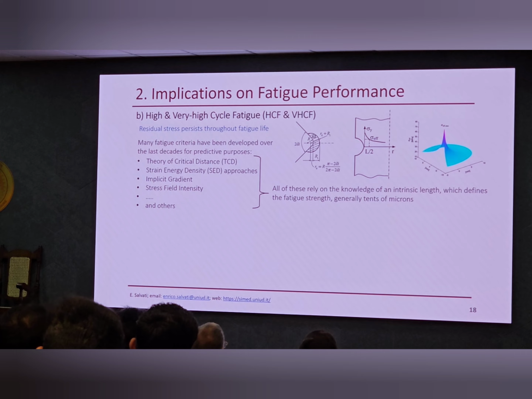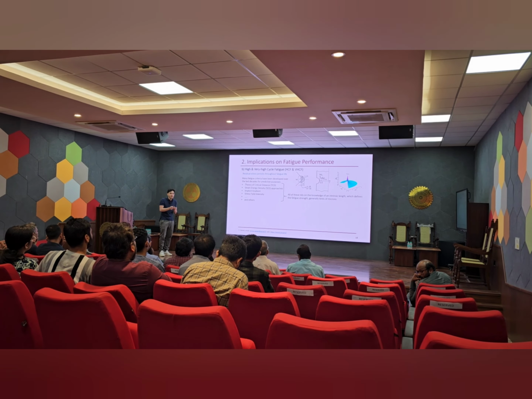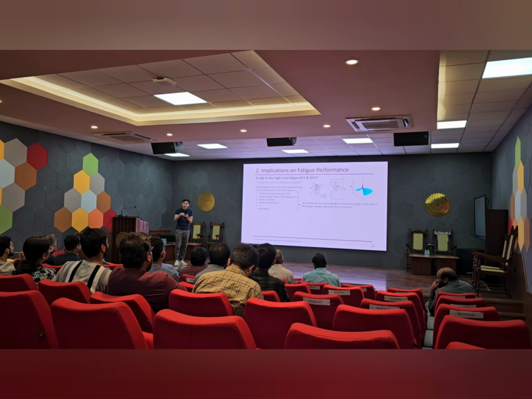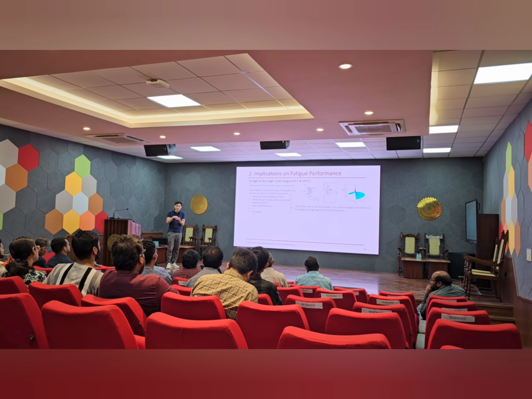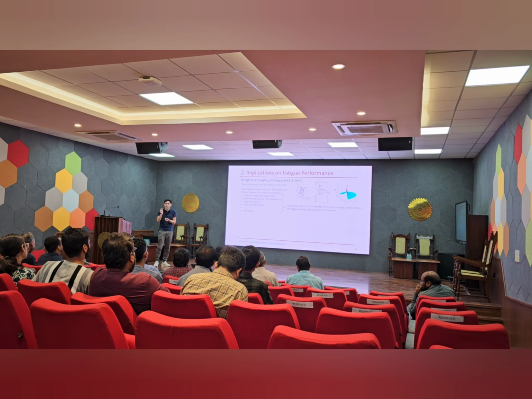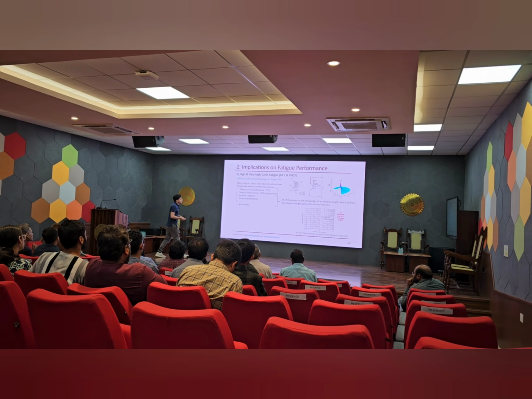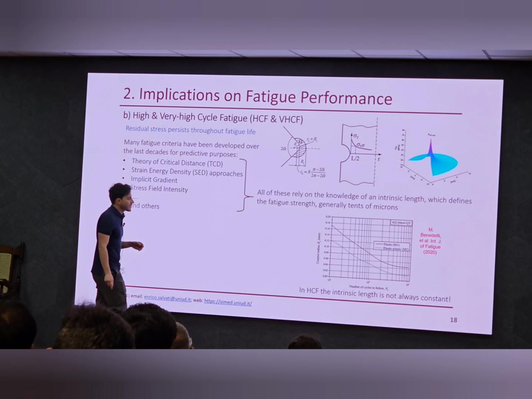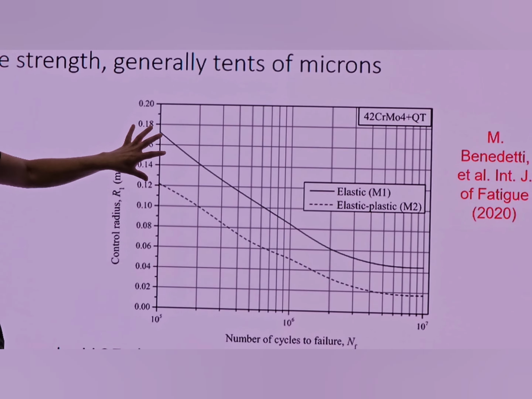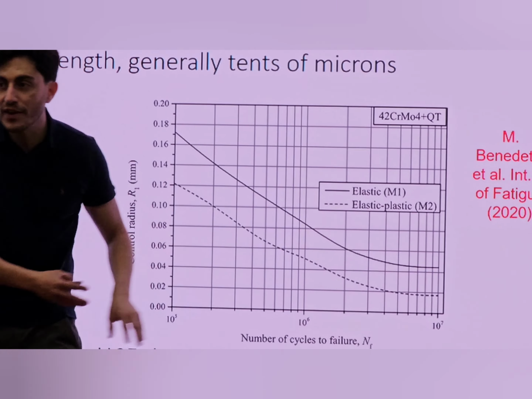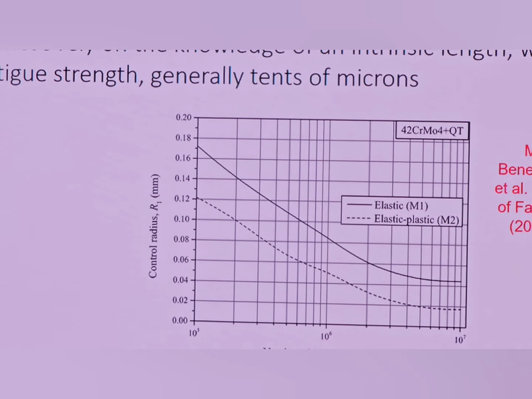So essentially, what we're dealing with is an evaluation that is averaged over a certain domain, and this domain is linked to a certain length, a characteristic length. What we have seen also in the literature is that this characteristic length, called here the control radius, changes throughout the life. So if we're dealing with nearly low cycle fatigue, you have one characteristic length. As you move towards very high cycle fatigue, you have a different characteristic length.